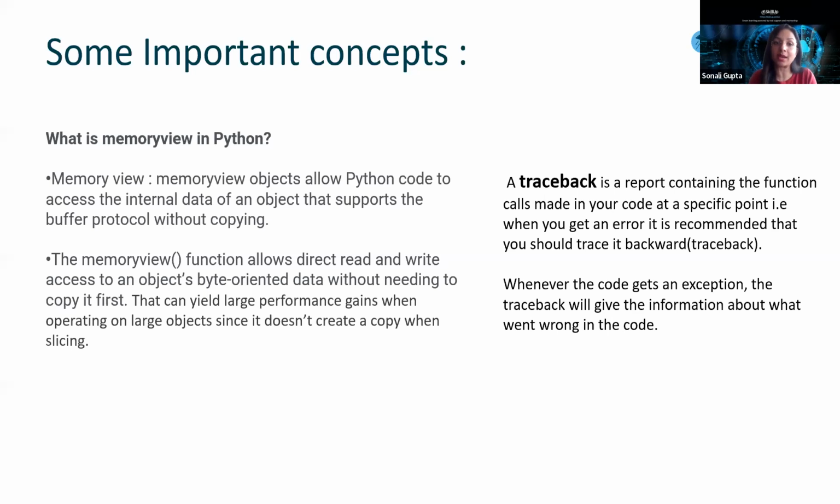So there is a concept known as exception handling. When you write code, what do you do in order to catch any error that comes up within your code? We do exception handling. When you get any error, it is recommended that you trace it backward in order to understand what exactly is the source of that error. That is what the traceback report does. Whenever the code gets an exception, the traceback will give information about what went wrong within that code. So these are the two basic concepts.